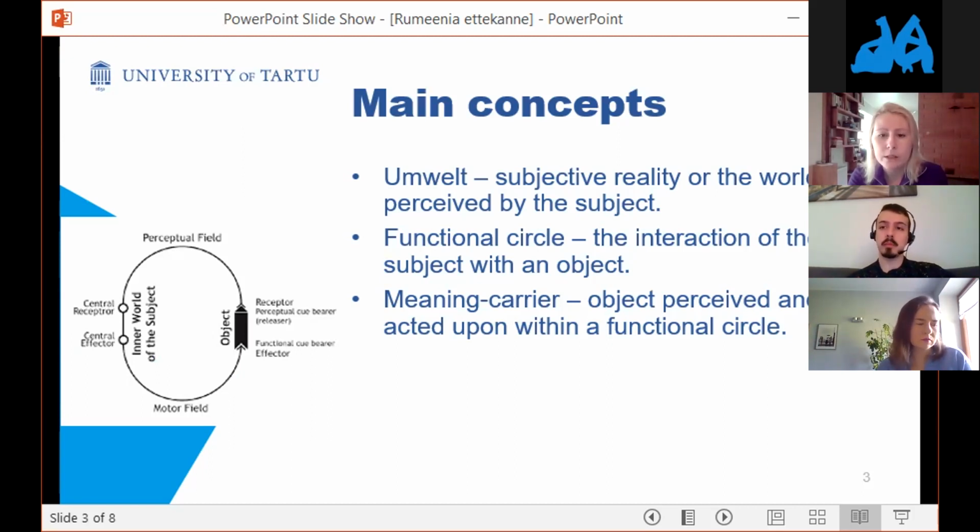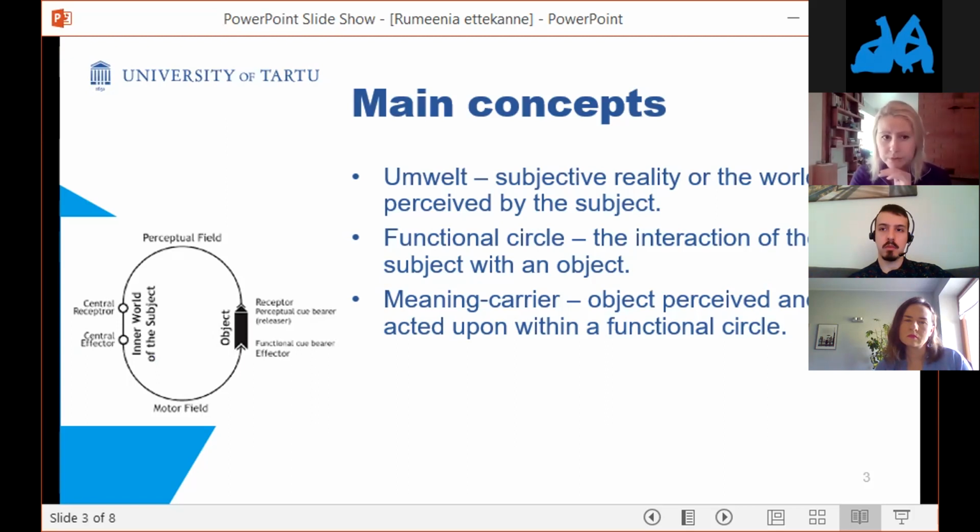The tie between the organism and the object is not mechanistic. So there is a dynamic relationship between perception and action. Animals are not passive recipients or observants. And although Uexküll discussed the fact that some allo animals have more complex Umwelt than others, we will discuss only the food functional cycle in our case study.